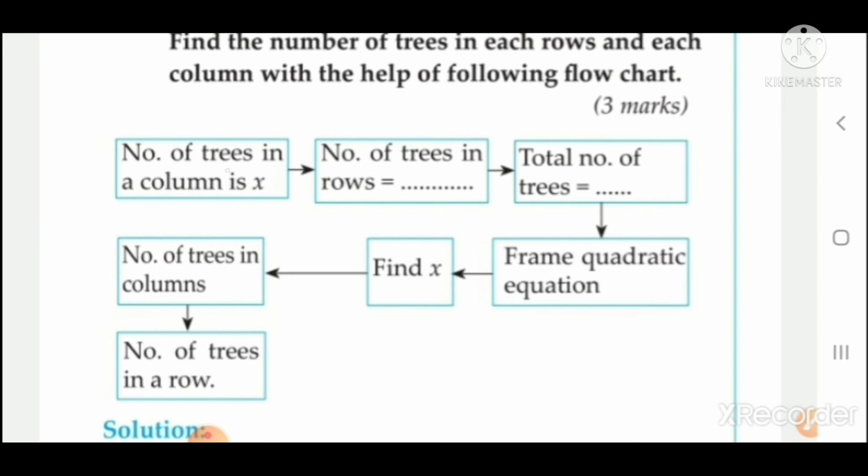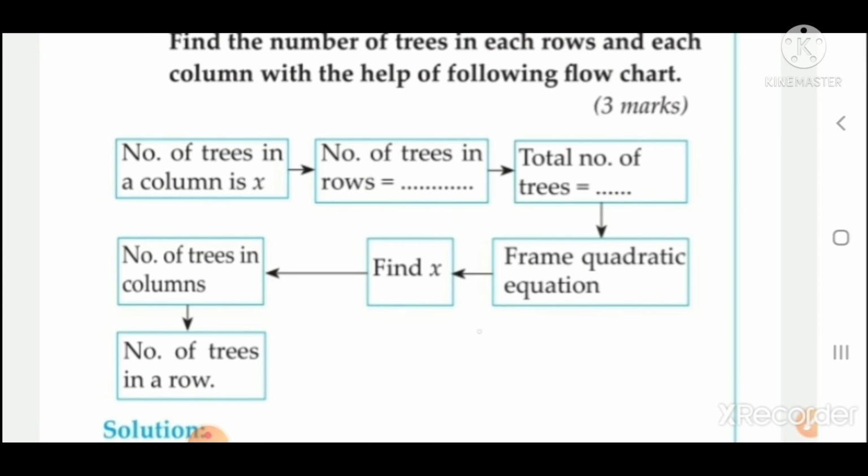First box they have told number of trees in a column is x, so let the number of trees in a column be x. Second, they have told number of trees in rows. Rows में कितने trees हैं, total number of trees फिर कितने. अगर आपको total number of trees मिल गया तो आपको quadratic equation मिल जाएगा, and from quadratic equation you can find the x, and once you got the x you can find the number of trees in column, and once you got the number of trees in column you can find the number of trees in rows also.